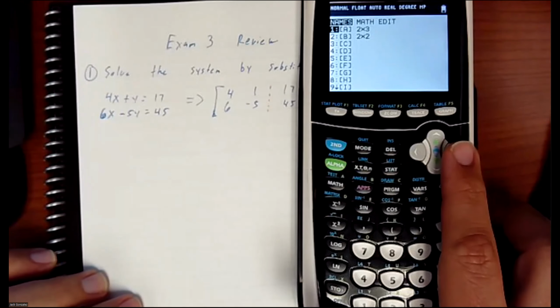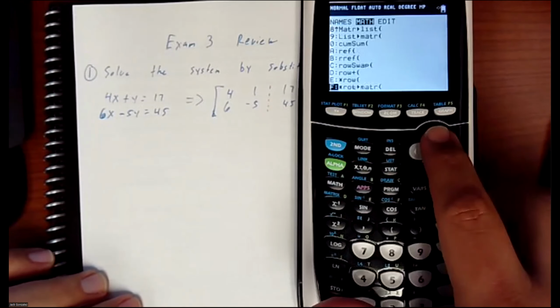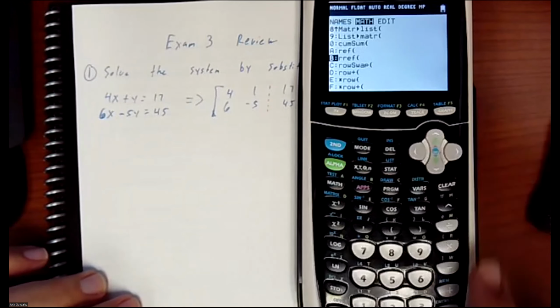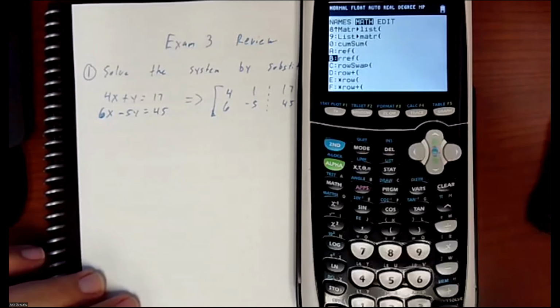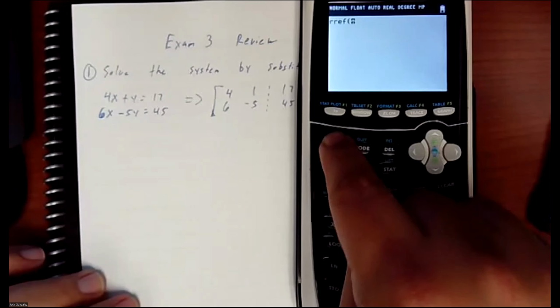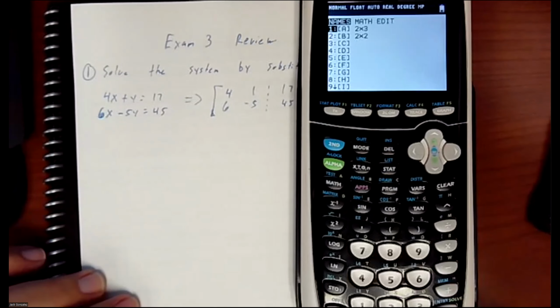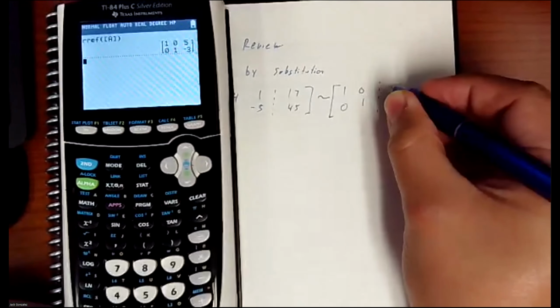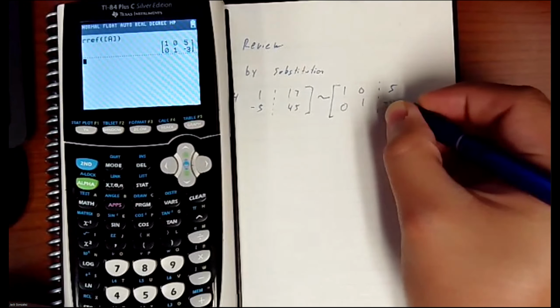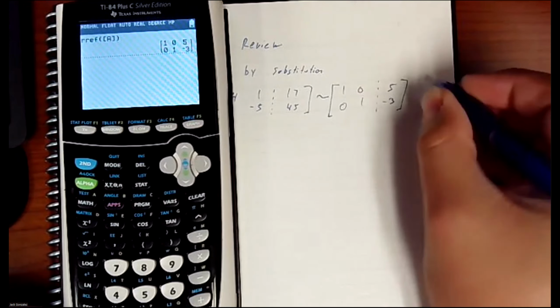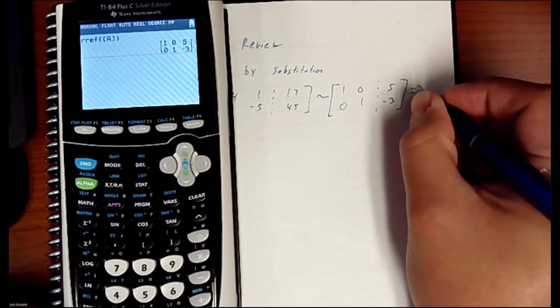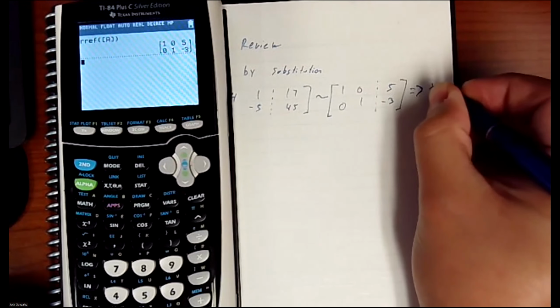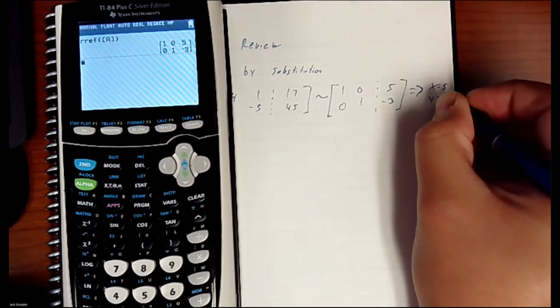Okay. Go to math, all the way down to row reduced echelon form, or RREF. That's what that means. Back to the matrix menu. Choose the one you made, and it will solve it for us. So the answer will be 5 and -3. So this means, right, that x is equal to 5 and y is equal to -3.